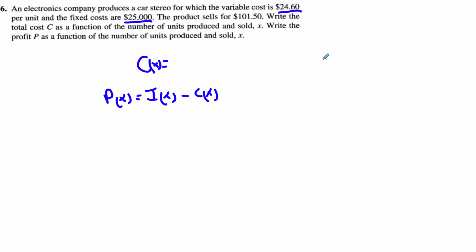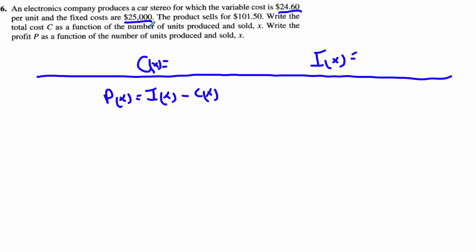So what we're going to do is come up with an income equation too while we're at it. Okay, so we know that for any given number, x, of these things, it's going to cost $24.60 for each one. So the cost is 24.6 times x. If I make 1, it costs me $24.60. If I make 2, it costs me 2 times that. But then I also have a fixed cost of $25,000. So no matter what, even if I make 0, it costs me $25,000.